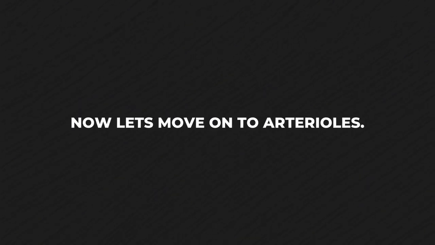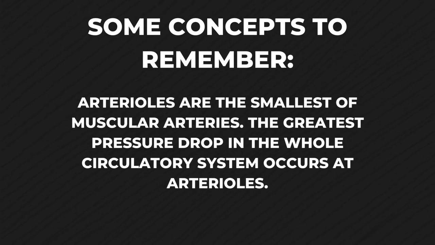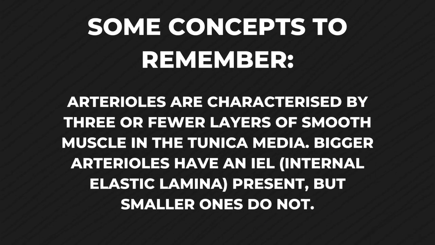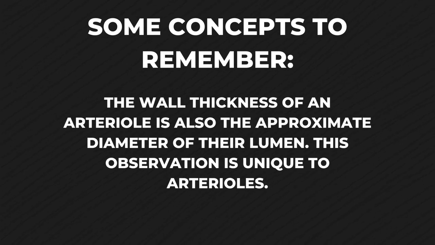Now let's move on to arterioles. Arterioles are the smallest of muscular arteries. The greatest pressure drop in the whole circulatory system occurs at arterioles. Arterioles are characterized by 3 or fewer layers of smooth muscle in the tunica media. Bigger arterioles have an internal elastic lamina present, but the smaller ones do not. The wall thickness of an arteriole is also the approximate diameter of their lumen. This observation is unique to arterioles.